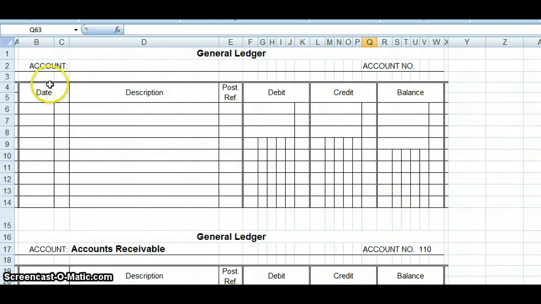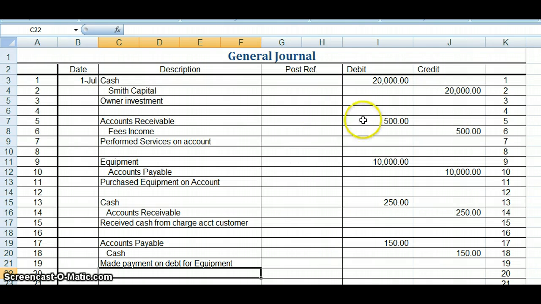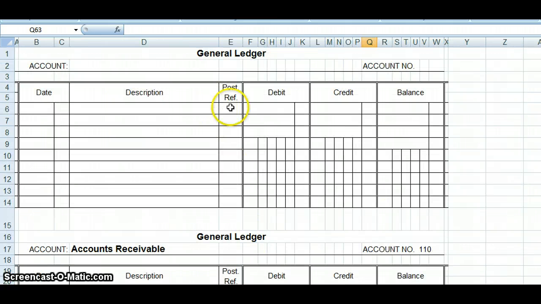There's a place for a date, there's a place for a description, but we don't put a description in often. There's a place for a posting reference. The posting reference will refer to the journal page that you're posting from. So when I switch back to the journal, you can see that this is journal page 1. And then we'll switch back to the ledger, we would put J1 right there for journal page.